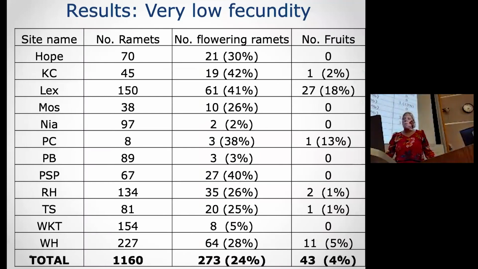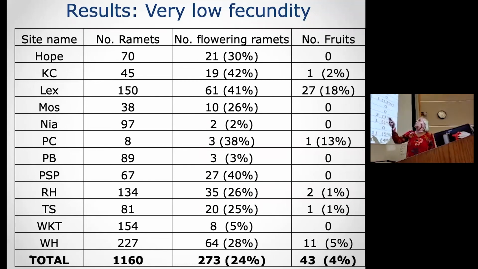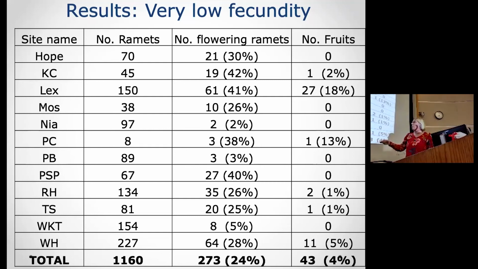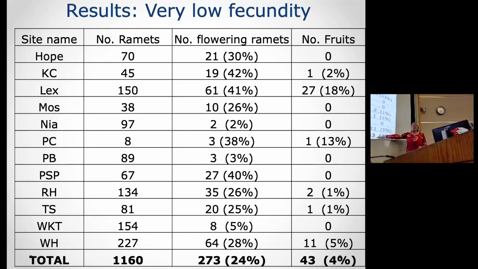All right, so these are the results of our fecundity analysis. On the left here are 12 population sites, and this is the number of stems that we sampled, the number of stems that were present in each population. As you can see down here, it shows the total number of individuals that flowered. About 24% of the individual stems that we surveyed flowered. But if you look at the fecundity, essentially what we found is that only 43 out of 1,160 stems set seed.